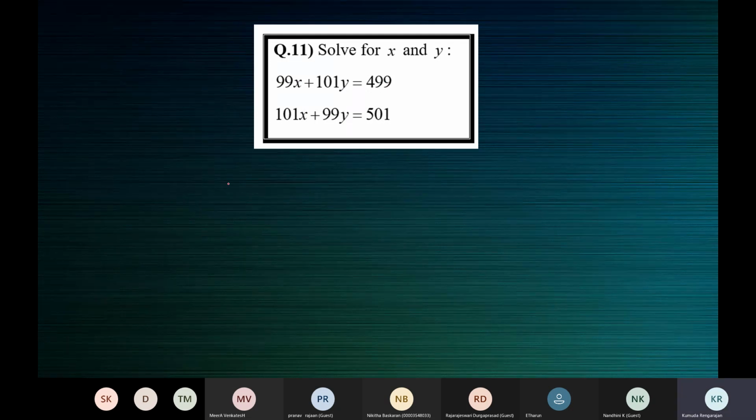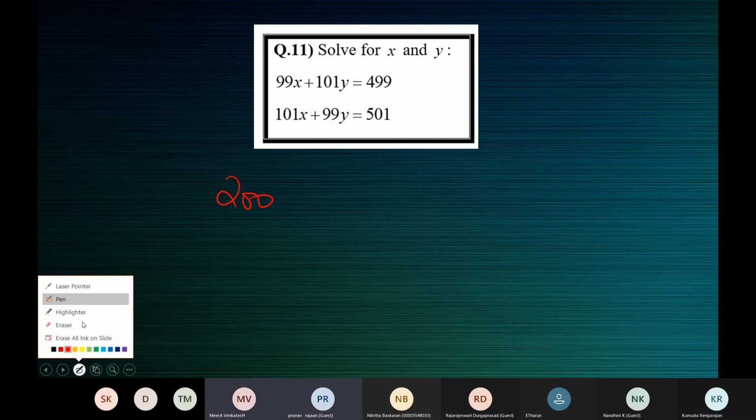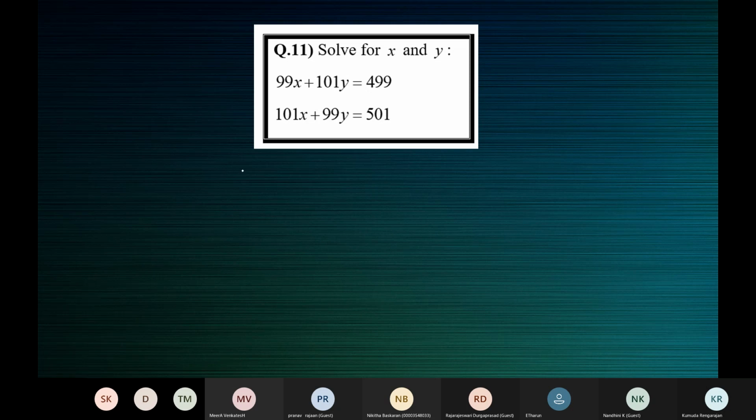Okay. So what is the equation you got on adding these two equations? Equation 1 plus equation 2 gives what? 200x plus 200y. Okay, no, I'll show you the answer. Tell me the simple equations which you got. After adding and subtracting, you get two simple equations. Now, what are they?